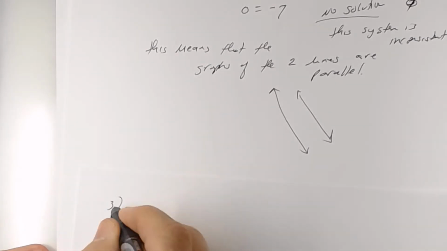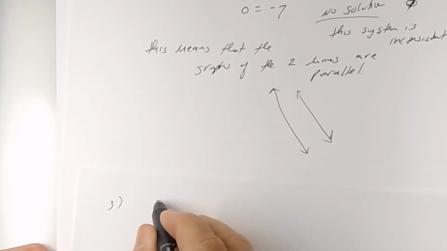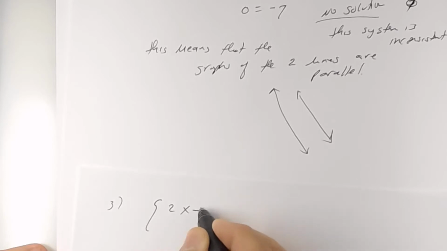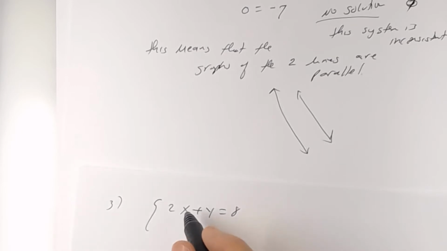Finally, number 3. Let's look at number 3. Suppose in number 3 we had this: 2x plus y equals 8, and 3x plus 3 halves y equals 12. Okay, so this is the first one where we had, like in our original problem, a fraction like this.